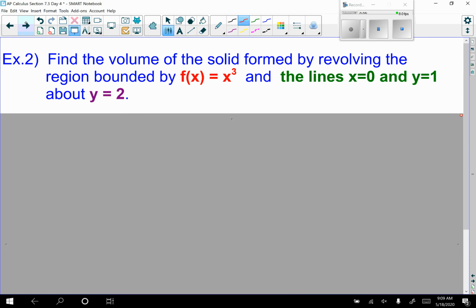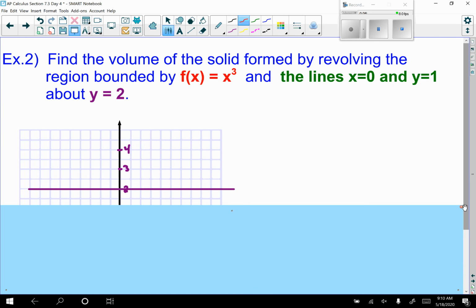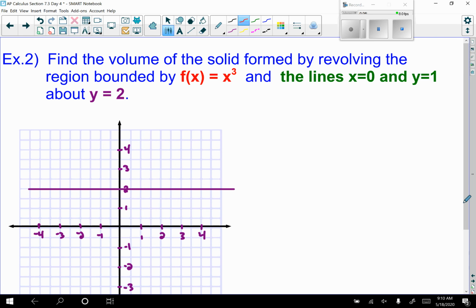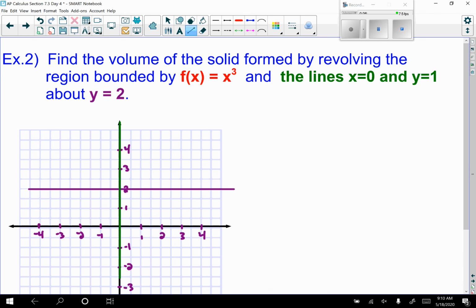All right, so looking at a second example, we want to find the volume of the solid formed by revolving the region bounded by f of x equals x cubed and the lines x equals 0, y equals 1, about the line y equals 2. So go ahead and start a new graph, pause the video, and draw the line y equals 2. But we also want to draw the lines x equals 0 and y equals 1. So there's our vertical line, x equals 0, just the y-axis, and then y equals 1.